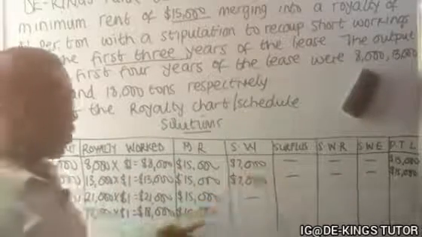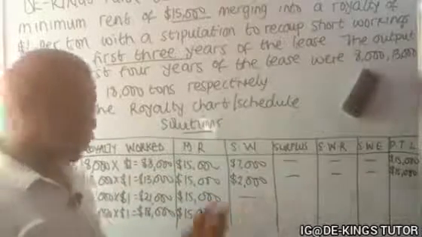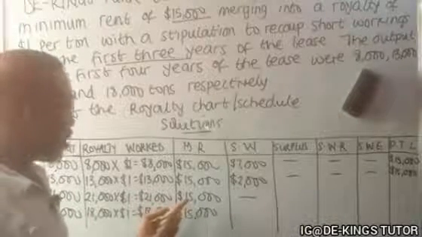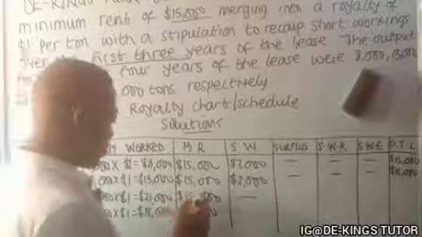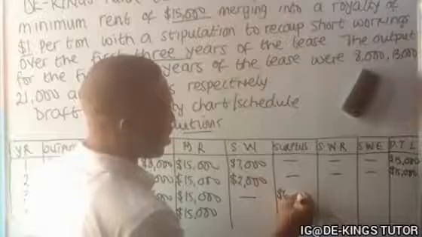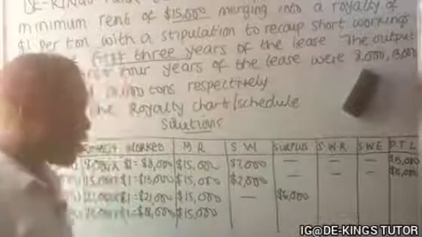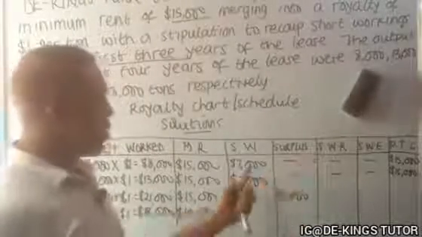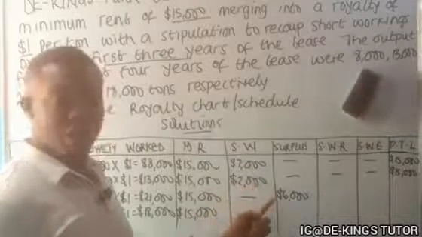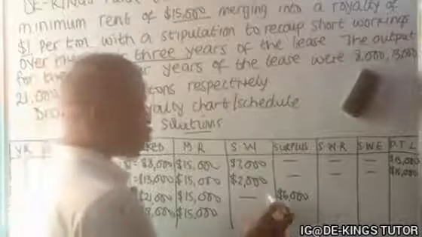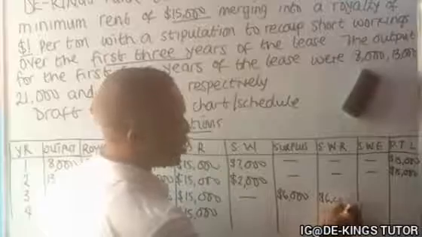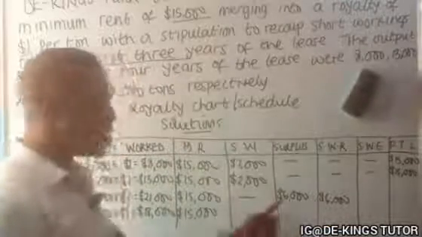So the surplus, it means they had a surplus. So 21,000 minus 15,000 will give us 6,000. That's $6,000 surplus. So we have to recoup. Remember, we have short workings of 9,000 here. Okay, so how much can we recoup? So we can just recoup up to what? 6,000, because that's the surplus that is there.